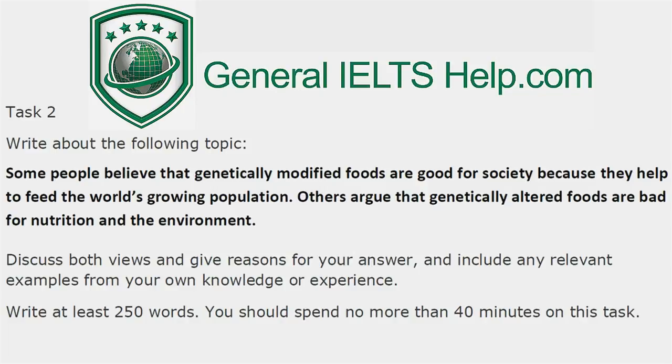Some people believe that genetically modified foods are good for society because they help to feed the world's growing population. Others argue that genetically altered foods are bad for nutrition and the environment. Discuss both views and give reasons for your answer, and include any relevant examples from your own knowledge or experience. Write at least 250 words. You should spend no more than 40 minutes on this task.